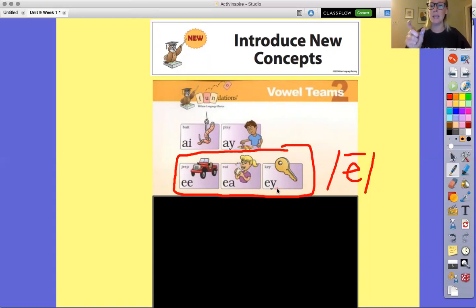That when I see E-E, it says E. When I see E-A, like in the word eat, it says E. When I see E-Y, like in the word key, it says E, okay? So these are three new vowel teams that we're now going to be on the lookout for.